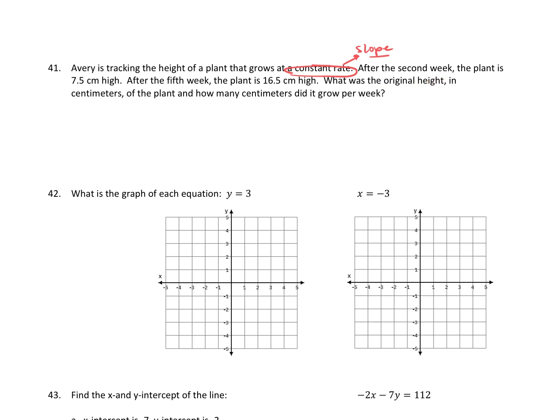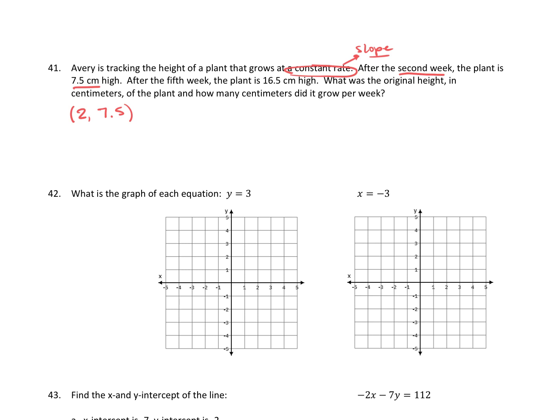After the second week, the plant is 7.5 centimeters high. After the fifth week, the plant is 16.5 centimeters high. What was the original height in centimeters of the plant, and how many centimeters did it grow per week? So they're kind of giving us two pieces of information here. After the second week, the plant is 7.5 centimeters high. So let's put that information into an ordered pair.